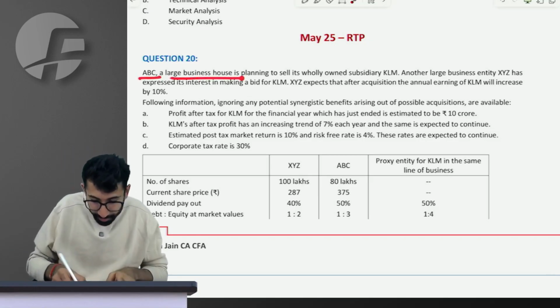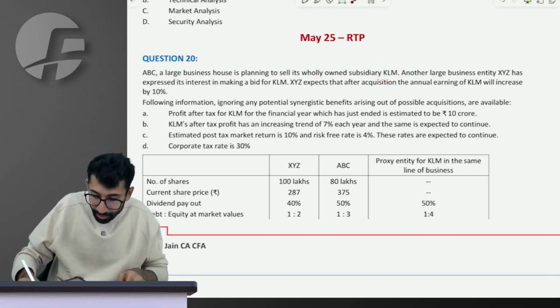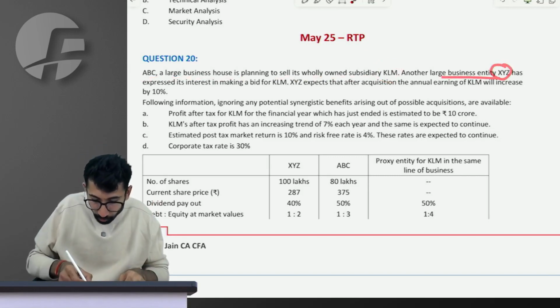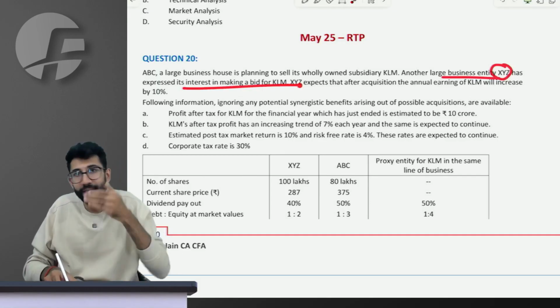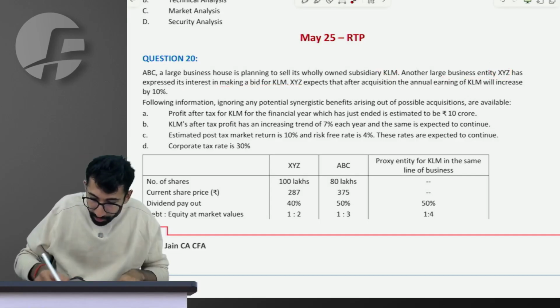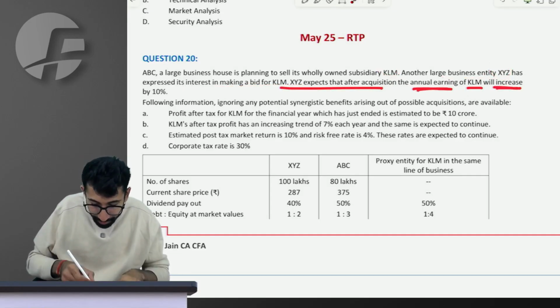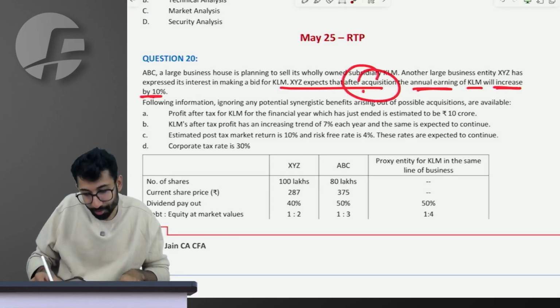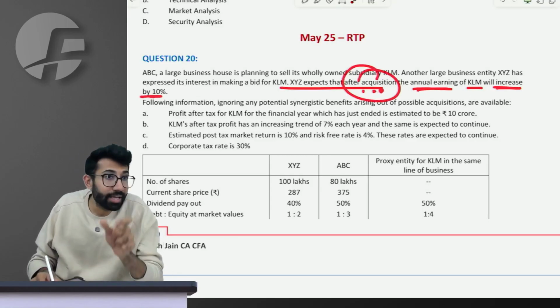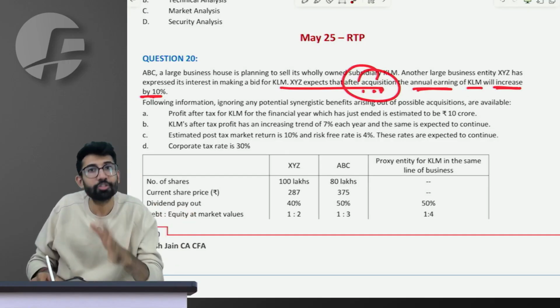ABC, a large business house, is planning to sell its subsidiary KLM. Fine. Another large company XYZ wants to buy KLM. I am ABC, I want to sell this division. Another company wants to buy this division. It is expected that the annual earning of KLM will increase by 10% after acquisition. So after acquisition, the increase in the earnings will be 10%. This is about the synergy advantage.